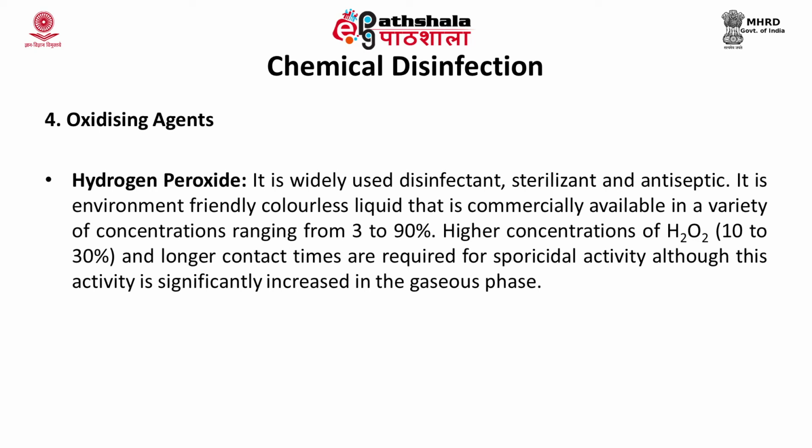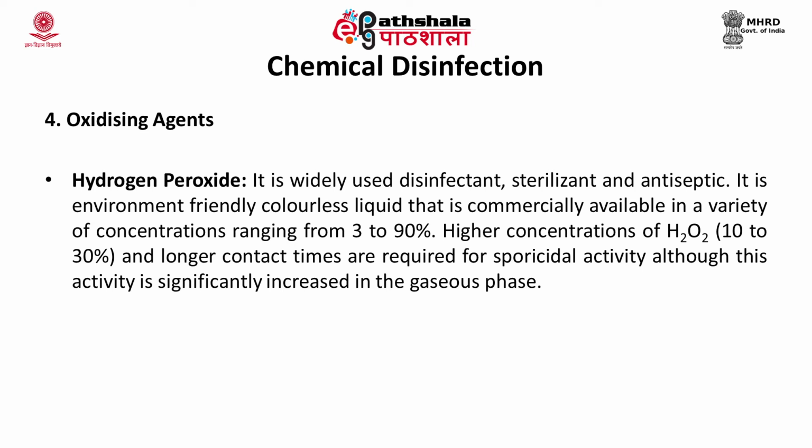Hydrogen peroxide has broad spectrum efficacy against viruses, bacteria, yeast and bacterial spores. Generally, greater activity is seen against the gram-positive bacteria than the gram-negative bacteria. How? Because the presence of catalase or other peroxidase enzymes in these organisms can increase their tolerance to hydrogen peroxide. Higher concentrations of hydrogen peroxide in the range of 10 to 30% and longer contact times are required for the sporicidal activity, although this activity is significantly increased in the gaseous phase.